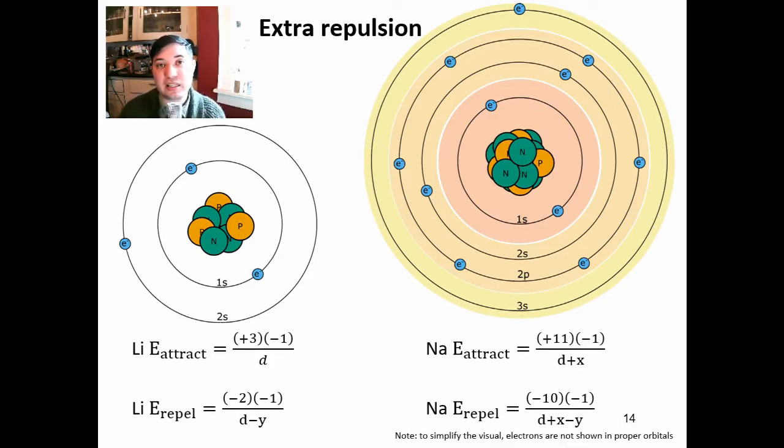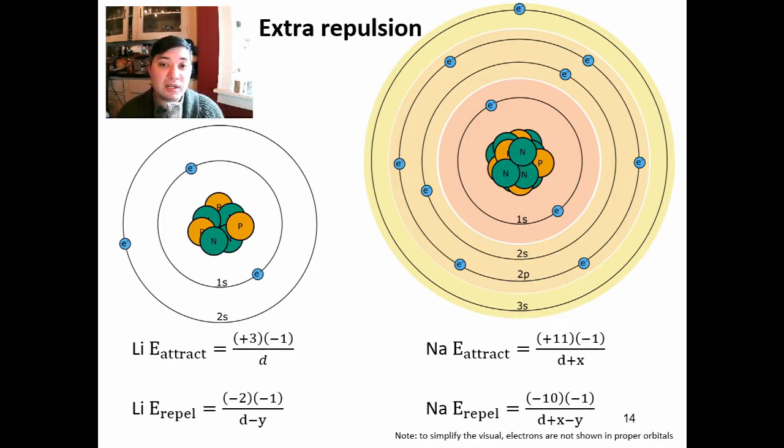And so if we consider lithium, we already looked at the attraction before. We have a +3 on the nucleus and a -1 on our valence electron. And when we look at repulsion, now I'm considering the 2 core electrons versus my 1 valence electron. And you'll notice that for distance, I have d minus y. In a moment on the next slide, you'll see that we can even ignore that. But all I'm doing is acknowledging that the distance between our electrons is slightly less than the distance between our valence electron and our nucleus.